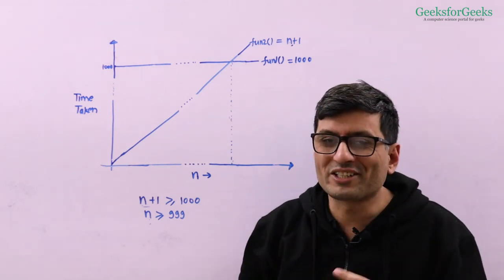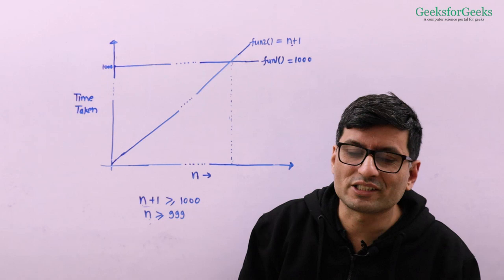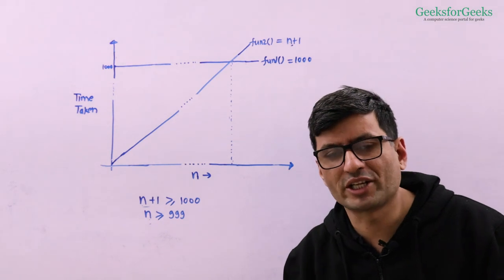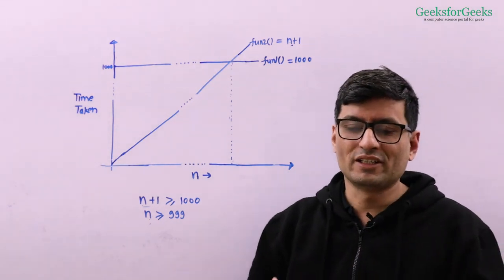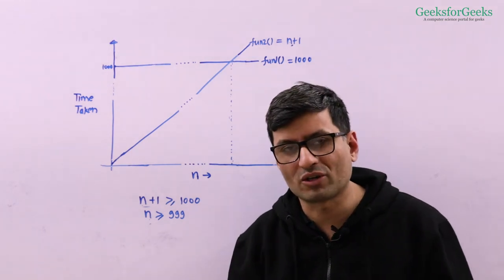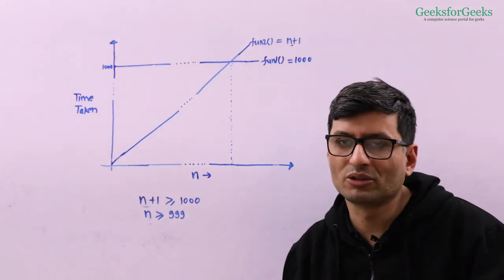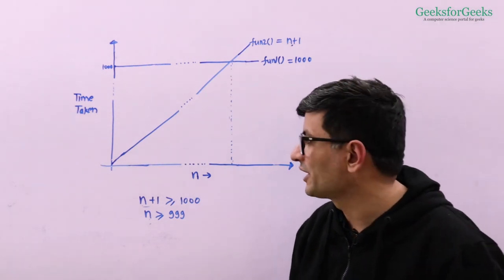So that's the great thing about asymptotic analysis and asymptotic notations. We are going to see mathematically also why it is true that if something has a higher order of growth, then that thing always has a higher value after a certain value of n. We'll discuss how it is mathematically true.